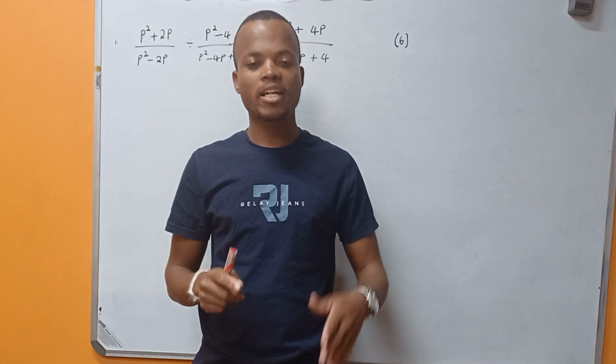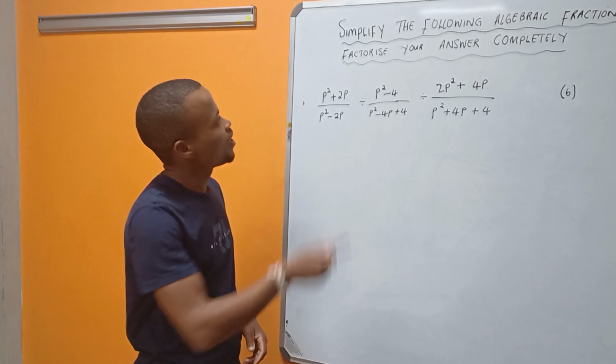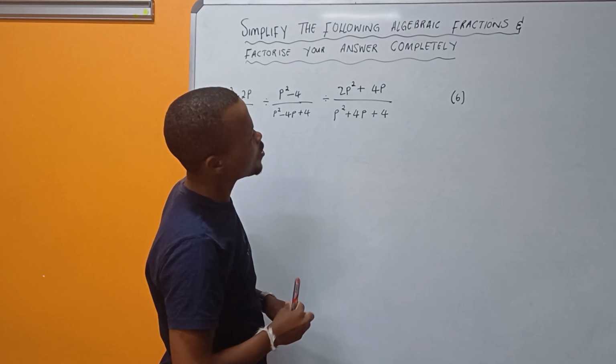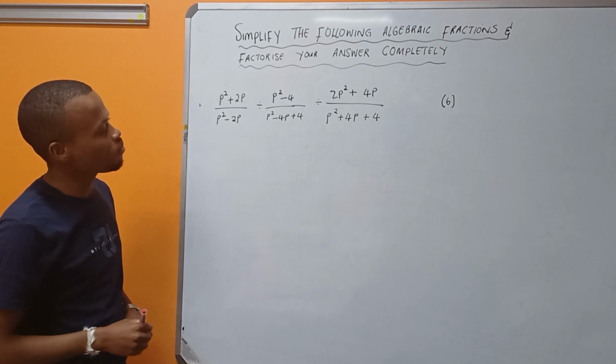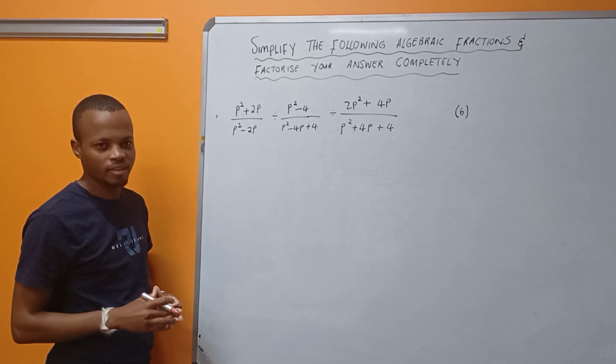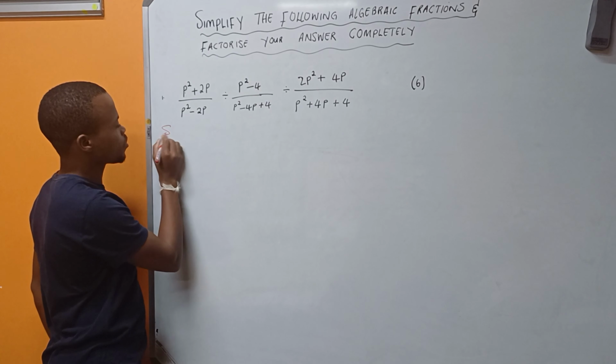Today we will be mixing simplification together with factorization. The problem for today says, simplify the following algebraic functions and factorize your answer completely. This is the expression that is given to us. Here is the solution for this expression. Solution.